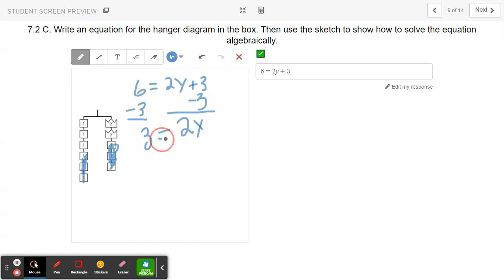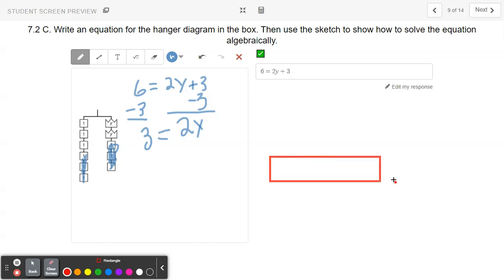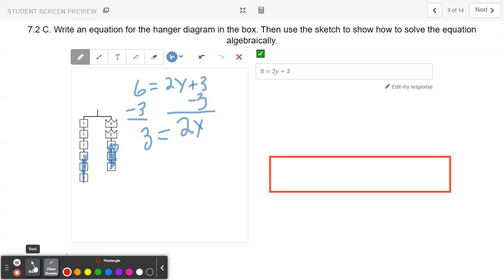So now we know that 3 is equal to 2y's, right? And again, I'm going to take you back to your bar models because that's what you have been using. Whatever works for you, right? The hanger diagrams show what's happening when we do things algebraically, maybe a little bit better than the bar models. So here's what we do. Again, we started with 2y's plus 3, and they equaled 6.